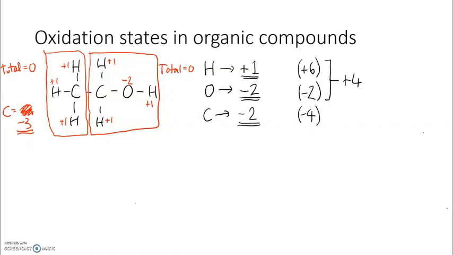So +3, -2, +1. So this carbon here is going to be -1 overall. Okay, so we can see now from this method that we get the difference in oxidation state between these two carbons, which is what we would expect here. So this is clearly the better way of dealing with this. Let's have a look at another example then.